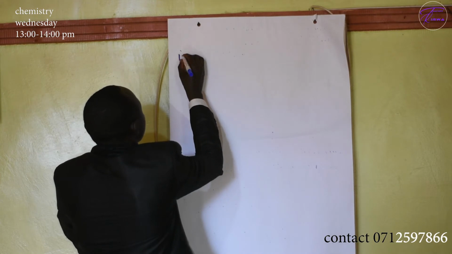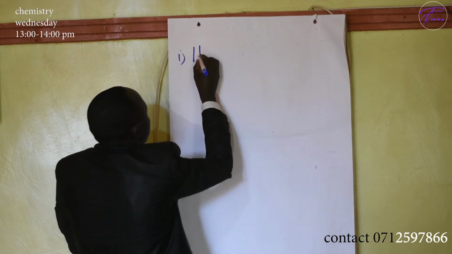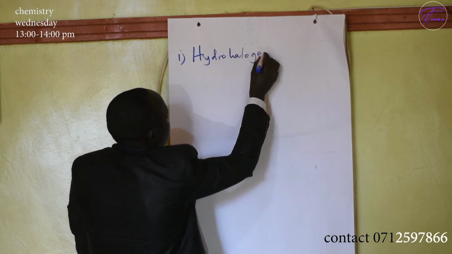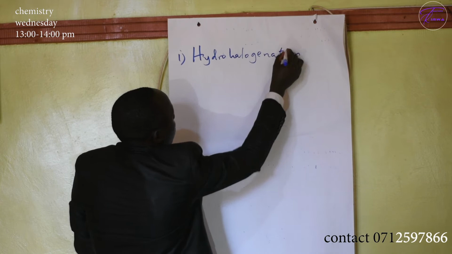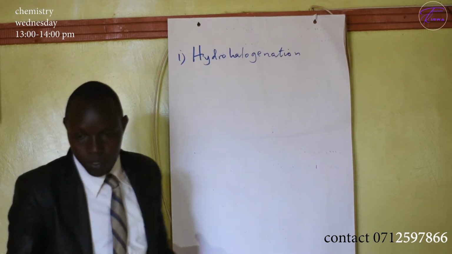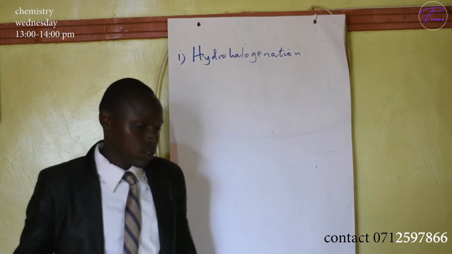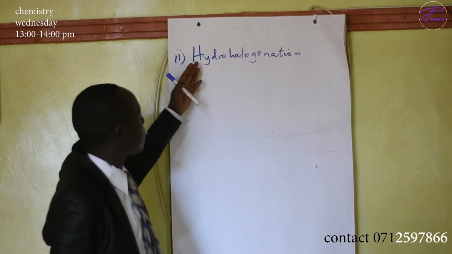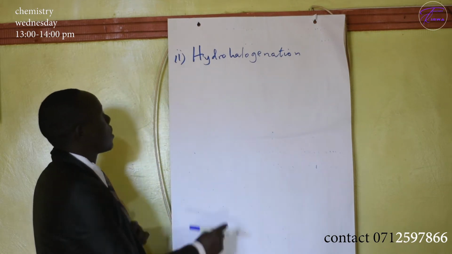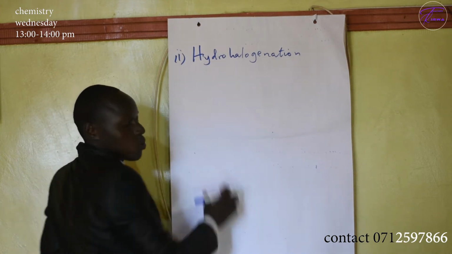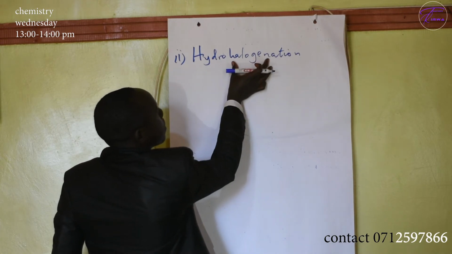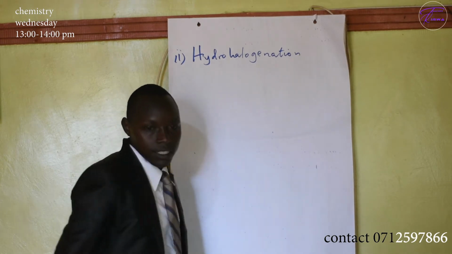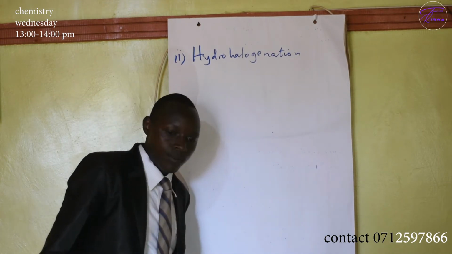Number 2 is hydrohalogenation. Now the first addition reaction was hydrogenation. The second addition reaction is hydrohalogenation. Hydrohalogenation, you break it down into 2. Hydro to mean hydrogen, halogen, simply halogen, and then the TION represents the process.